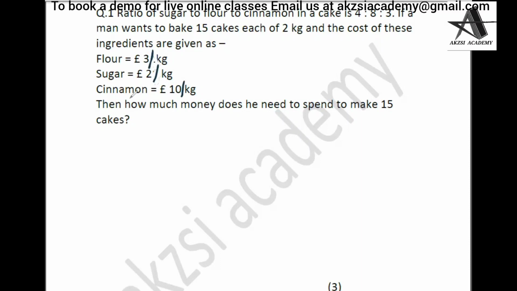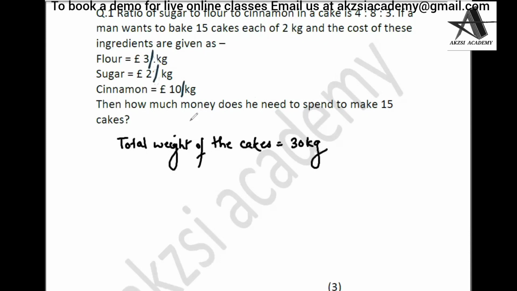So what that means is that he wants to bake 15 cakes. So overall he wants to bake 15 into 2, that is 30 kg. So total weight of cakes is 15 into 2, which is 30 kg. And the ratio is given as 4:8:3, which means we first have to calculate how much kg or grams each ingredient will be in this cake.